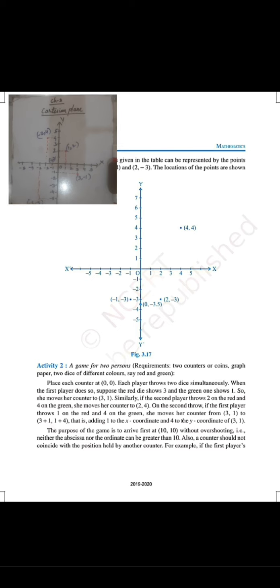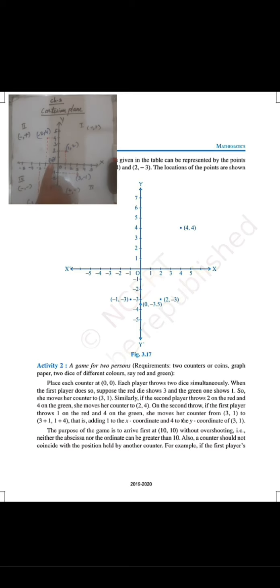Now let's see which coordinate is in which quadrant. This is the first quadrant, where both x and y are positive. This is the second quadrant, where x is negative and y is positive. This is the third quadrant, where both are negative, and this is the fourth quadrant, where x is positive and y is negative.